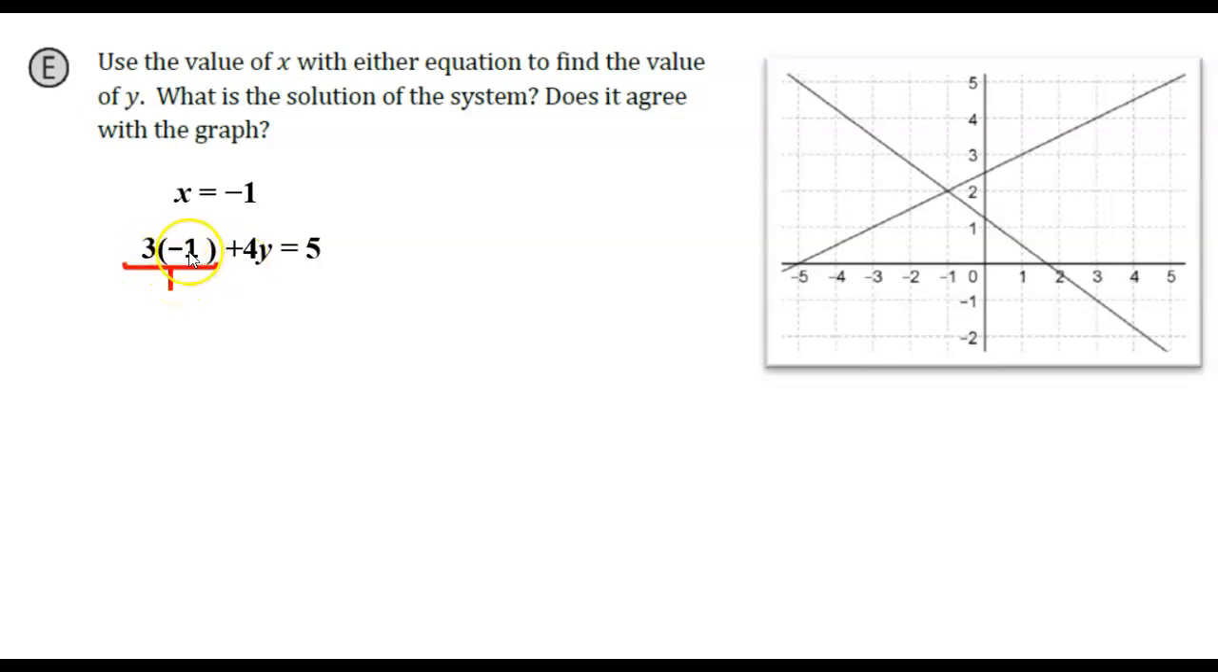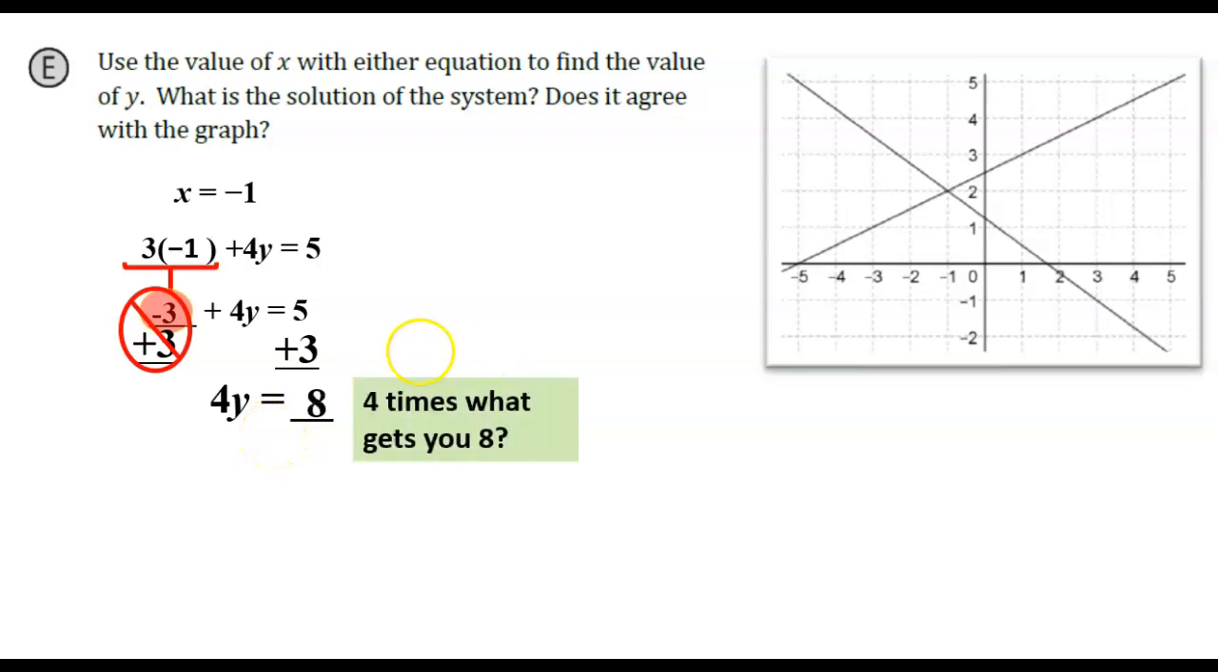What would 3 times negative 1 be? Hopefully you got negative 3. Let's move over that negative 3. What's the opposite of a negative 3? Plus 3. So that's going to cancel out, and we're left with 4y. What's 5 plus 3? 8. So think about it: 4 times what gets you 8? Hopefully you got 2, because 4 times 2 gets you 8.